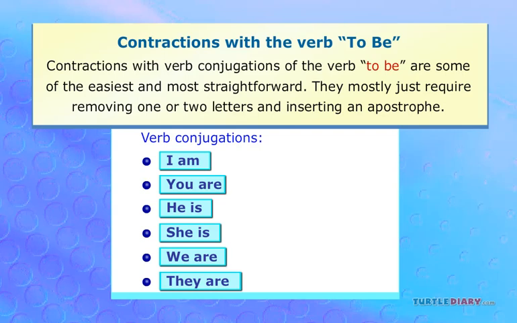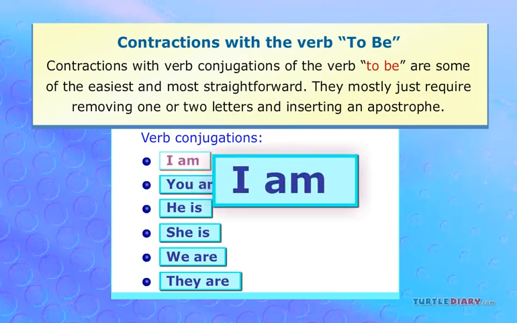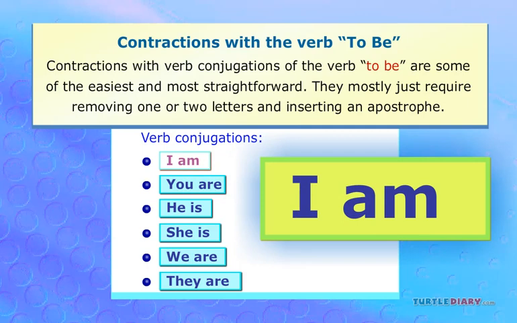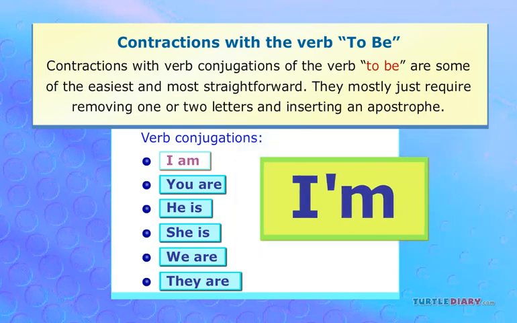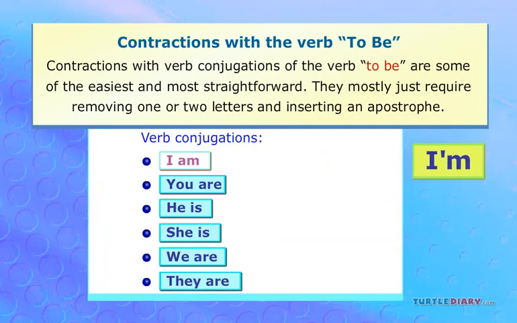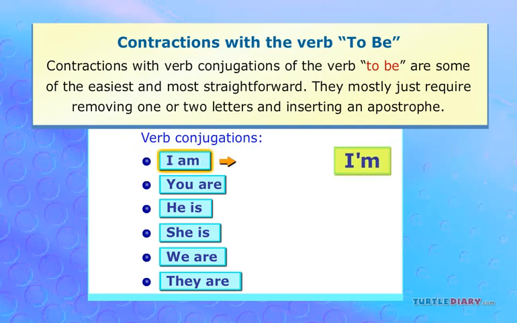Let us practice doing a contraction with the phrase I am. Now, cross out the A and replace it with an apostrophe. Bring the letters together so it forms one word. Contracted form equals I'm. The contraction for I am is I'm.